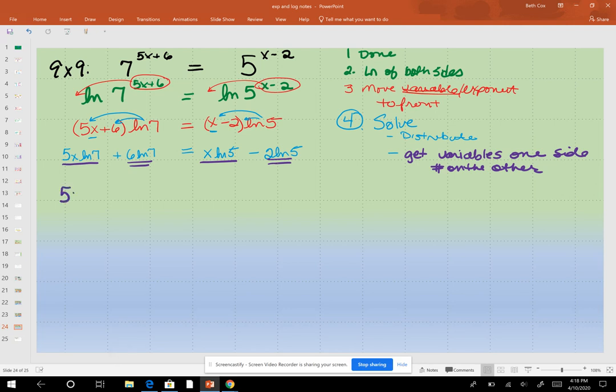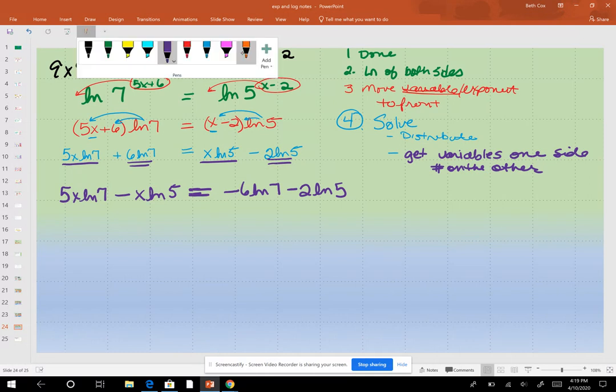So I'm going to have 5x natural log 7 minus x natural log 5. And then on the other side, I'm going to have negative 6 natural log 7 minus 2 natural log 5. So think that through. Stop the video. See if you can figure out what I've done. I think you can. But that's what we did to get the variable on one side. Remember, the variable is x, and the numbers on the other.